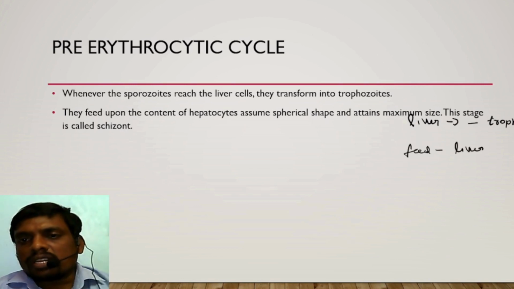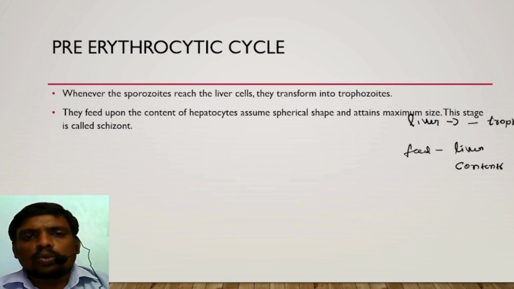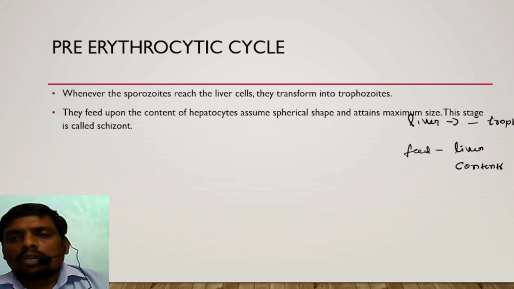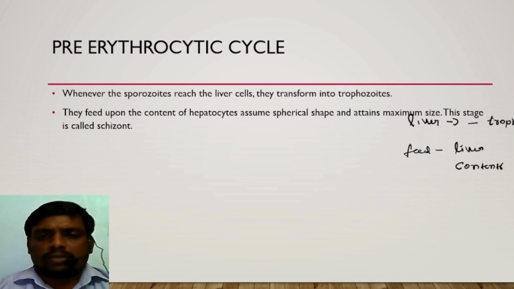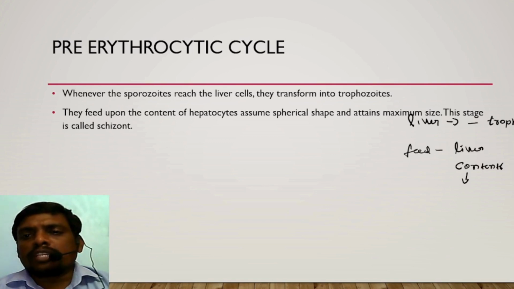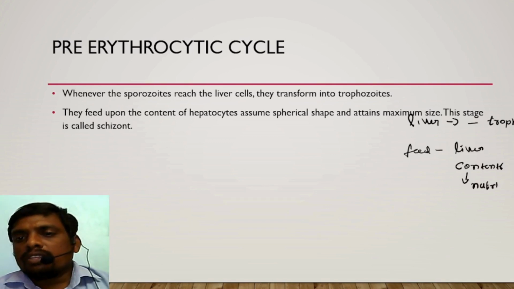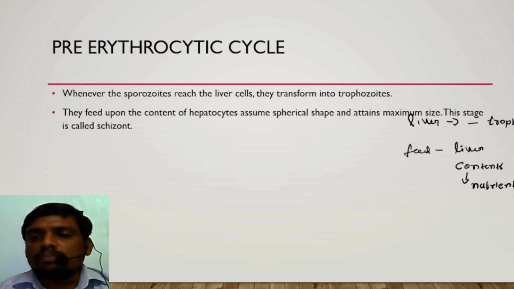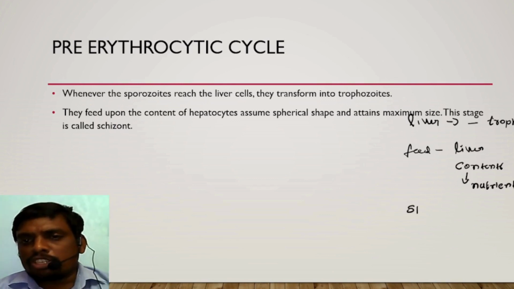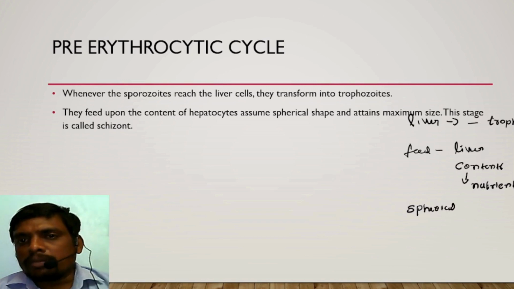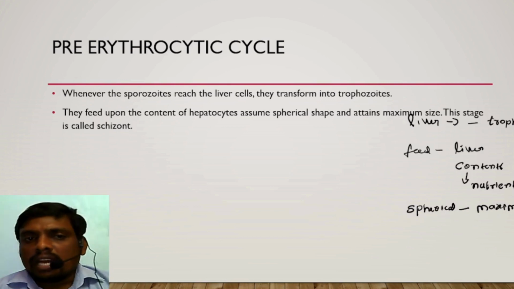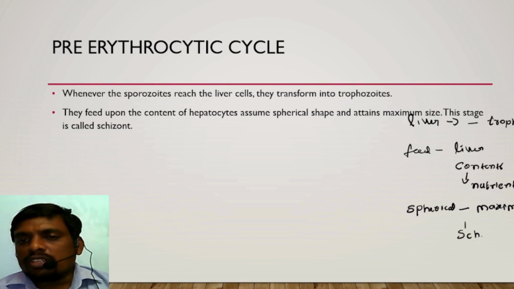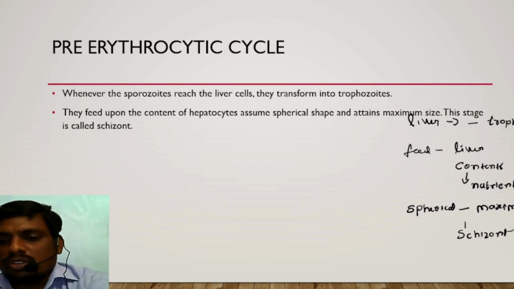The liver cells contain various types of nutrients like proteins and glucose, etc. Highly active nutrients are present in the hepatocytes. These nutrients present in the liver are utilized by the trophozoite stage, which assumes a spherical shape and attains maximum size by feeding upon the content. This stage is called the schizont stage. What is that called? Schizont stage.